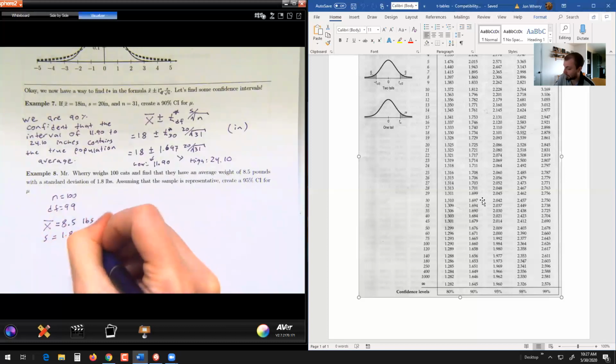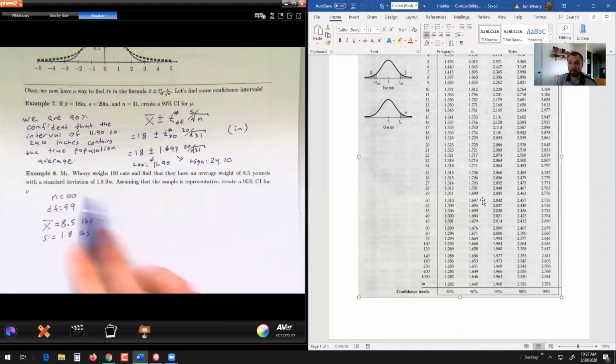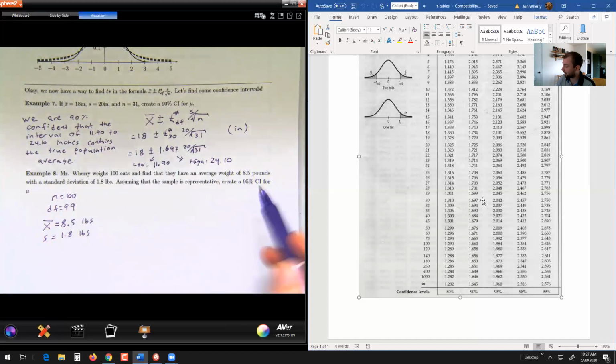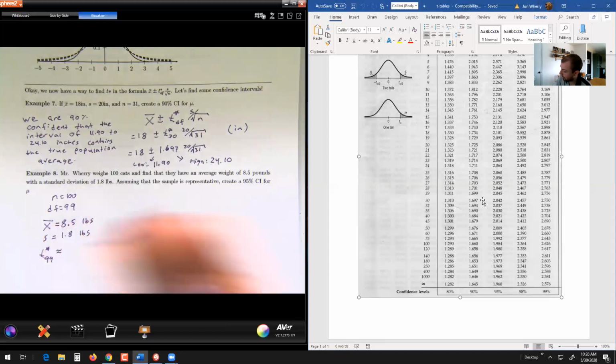And since I know S, I'm going to use the t distribution, assuming the sample is representative, so I don't have biases. I have less than 10% of all cats in the world, and 100 is bigger than 30, so my assumptions look good. Create a 95% confidence interval for mu. This would be the average weight of all cats worldwide based off of just these 100. Let's find that critical value.